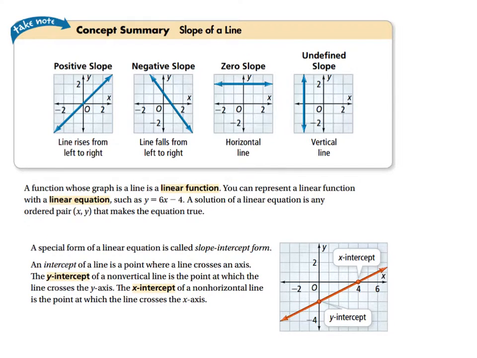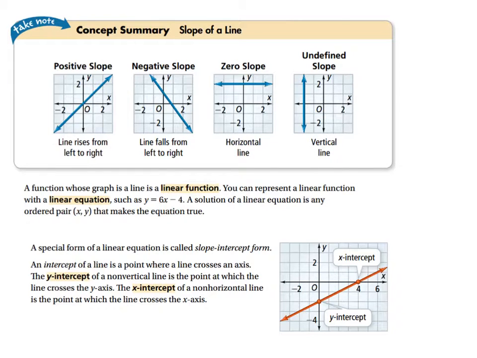We can tell a lot about a slope just by looking at it. So if a line rises from left to right, that is a positive slope. If a line falls from left to right, that is a negative slope. A horizontal line has a slope of 0, and a vertical line has an undefined slope. So just 4 things that we can remember about slopes that we can figure out fairly quickly.